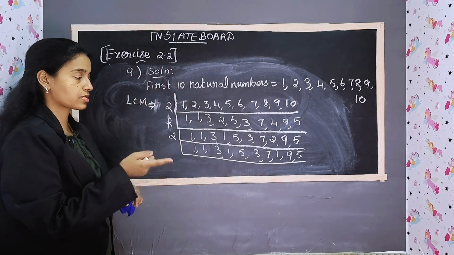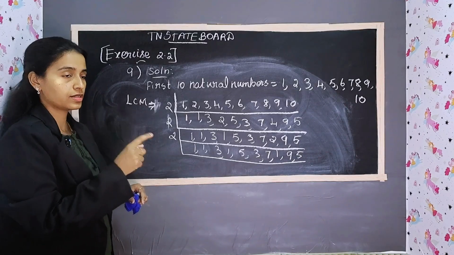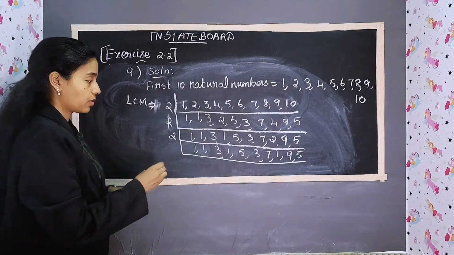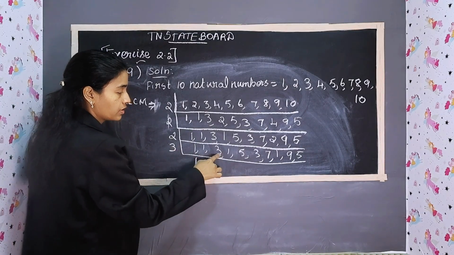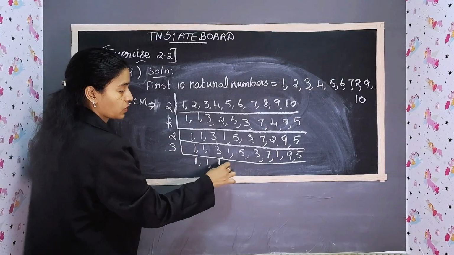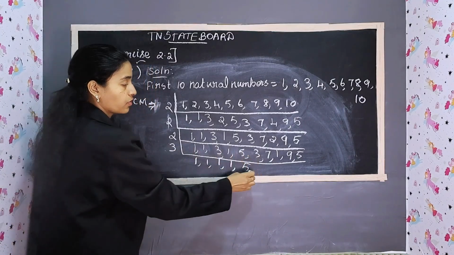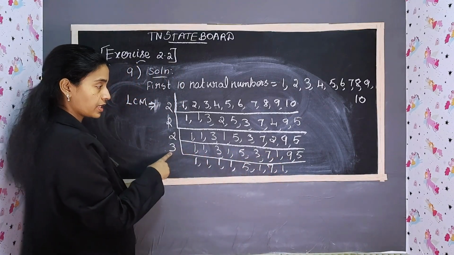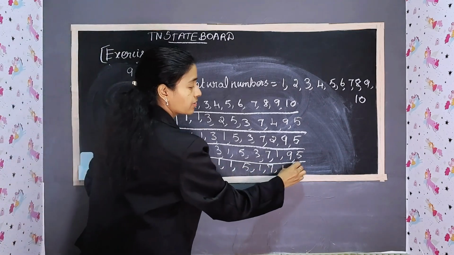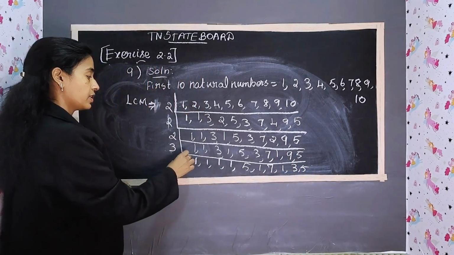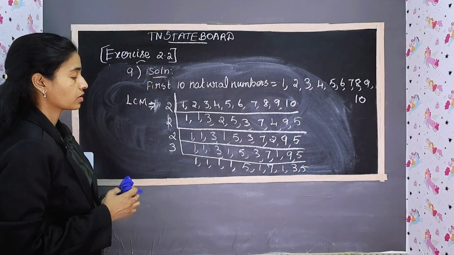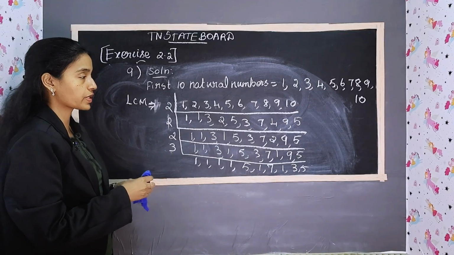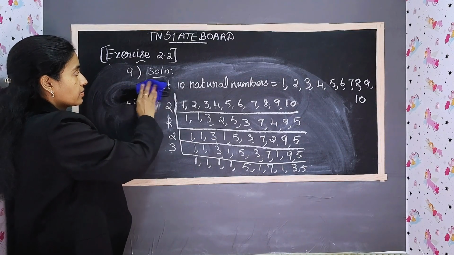And what is the next smallest prime factor? 3, right? After 2, prime factor is 3. So I can take 3 now. 1, 1. If I am dividing 3 by 3, I'll be getting 1. 1, 5, 3 by 3, 1. Again 7, 1. If I am dividing 9 by 3, I'll be getting 3, right? 3, 5. And in next step, you have to write it continuously. Since I have no space over here, I am writing here.